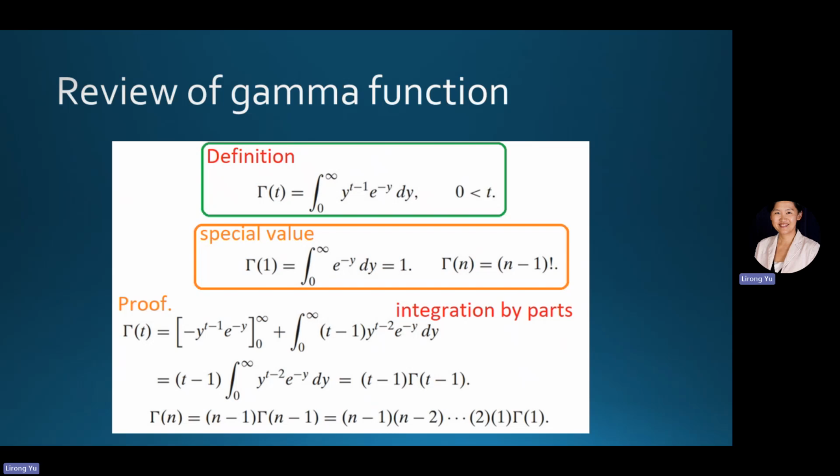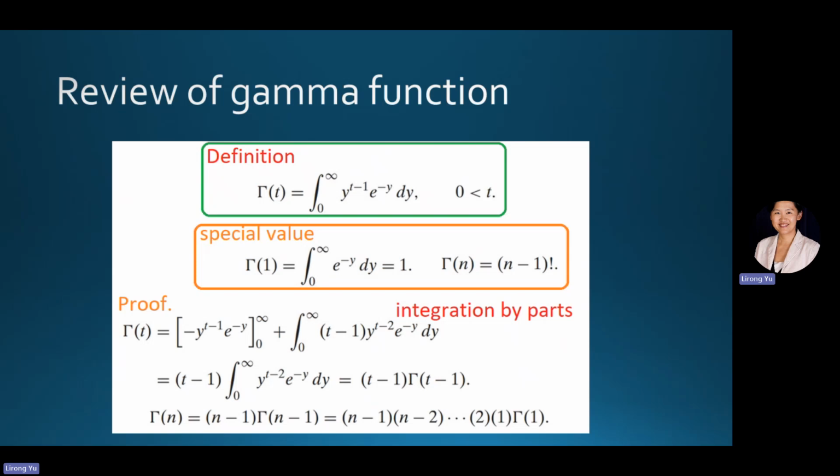So that's a little review of the gamma distribution. We define gamma of t, and here we define some special values, gamma 1 and gamma n. Basically, when the gamma function has a variable equal to an integer, what you see is really a factorial calculation. This can be proved, so down here is the proof of it.